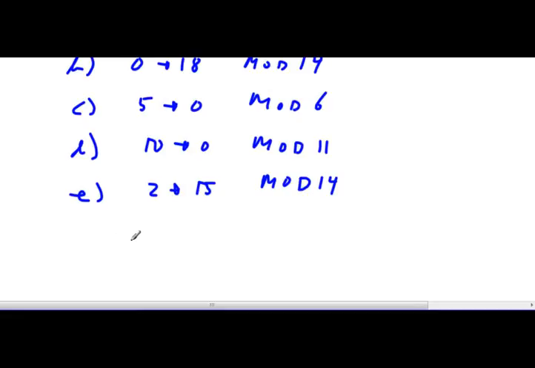F. What's F? 7 to 3. 7, 6, 5, 4, 3. Mod 5. So the mod has nothing to do with the biggest number there or the smallest number there. It has to do with how many states you had total. That's what it has to do with. Okay? Do we have another one?